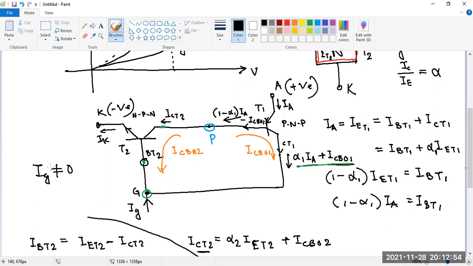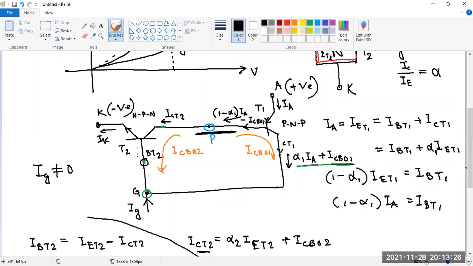If transistor 2 is turned on, that means what? There will be collector current of transistor 2. That means IC2 will be finite. The base current of transistor 1 is nothing but the collector current of transistor 2. So in this way.